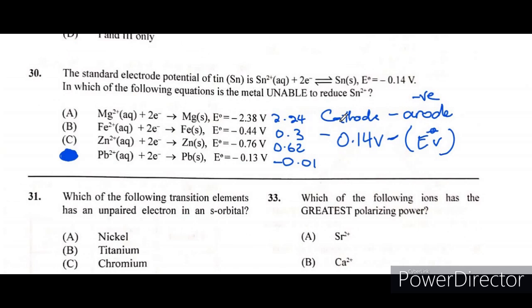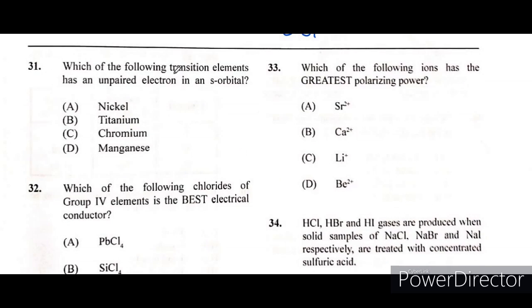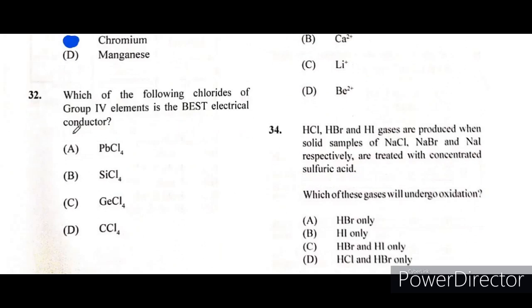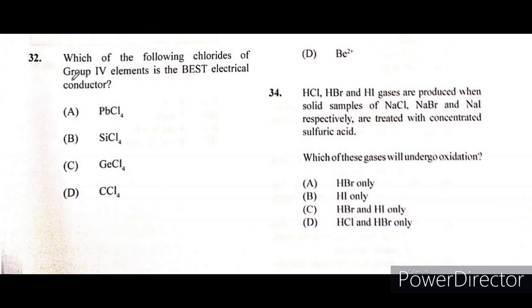31. Which of the following transition elements has an unpaired electron in its s orbital? As I said, chromium and copper. Those two elements have an unpaired electron in their s orbital. So 32, which of the following chlorides of the group 4 elements is the best electrical conductor? The one that shows the most ionic properties. So A, lead tetrachloride for 32.